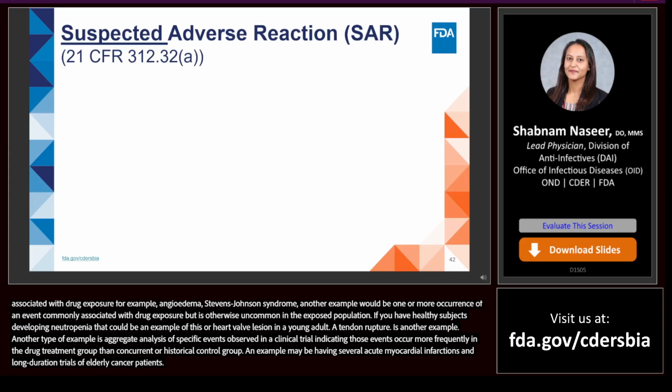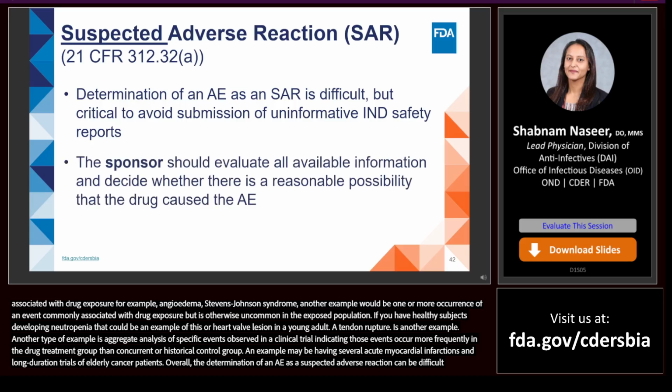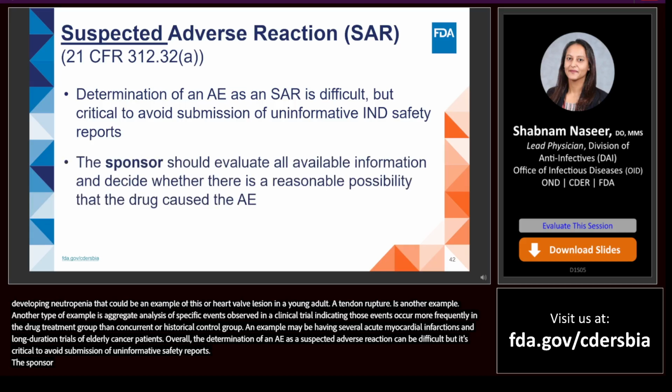So overall, the determination of an AE as a suspected adverse reaction can be difficult, but it's really critical to avoid submission of uninformative safety reports. And the sponsor is the one that should evaluate all available information and decide whether there's a reasonable possibility that the drug caused the AE. And that's because the sponsor is actually the ultimate party that determines if a drug is or is not causally related to the AE.